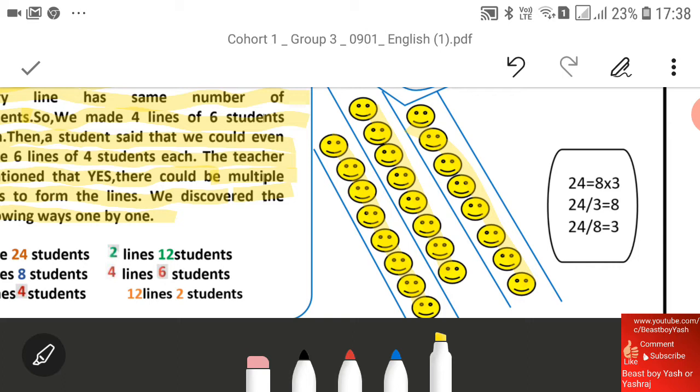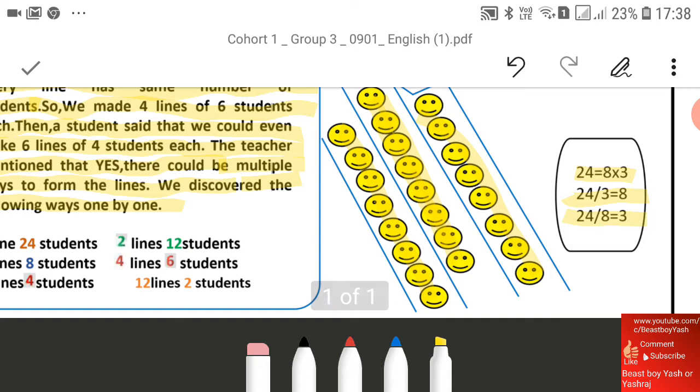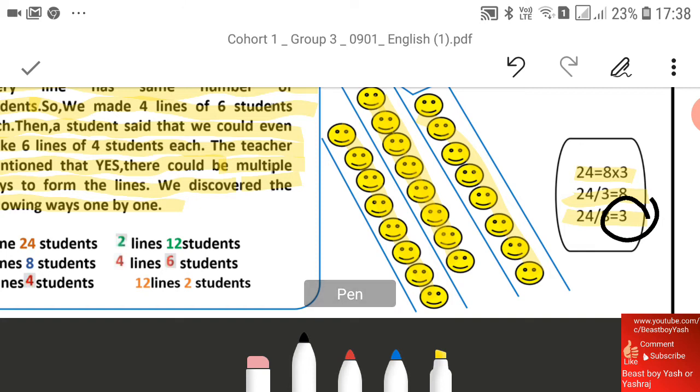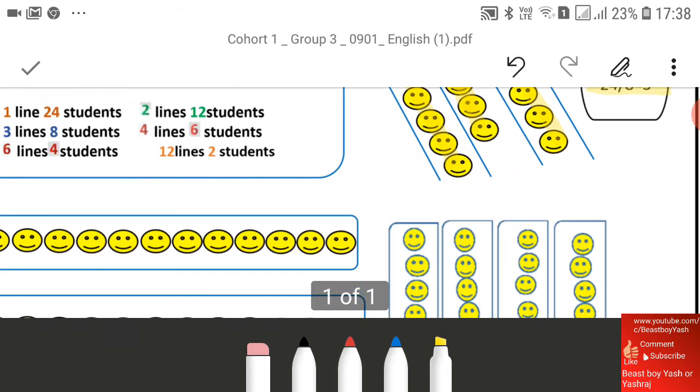There are three rows of 8 students. So it is written as 24 is equal to 8 multiplied by 3, and 24 divided by 3 is equal to 8. 24 divided by 8 is equal to 3. Yes, they are checking it also. If we are checking this one, we can check it by these, and they are checking the calculation at the same time, and the same is given below.